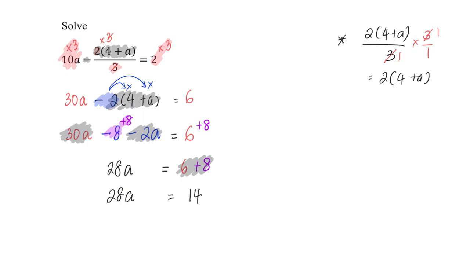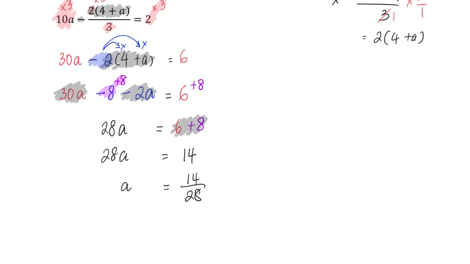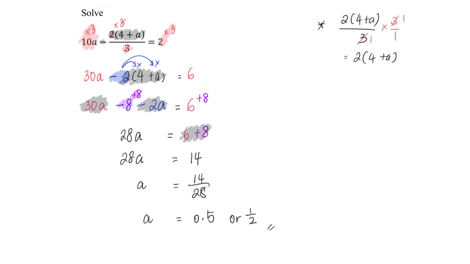And last step would then be to divide both sides by 28, because that will give me the value of 1a. And do not leave your answer like this, because this will be equals to 0.5 or half. Both is acceptable. Alright? And with that, we have come to the end of this part of the question. And let's move on to the next question.